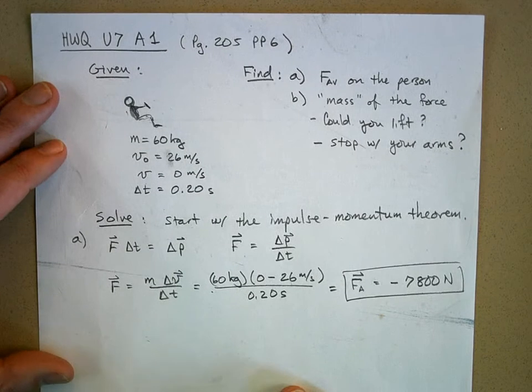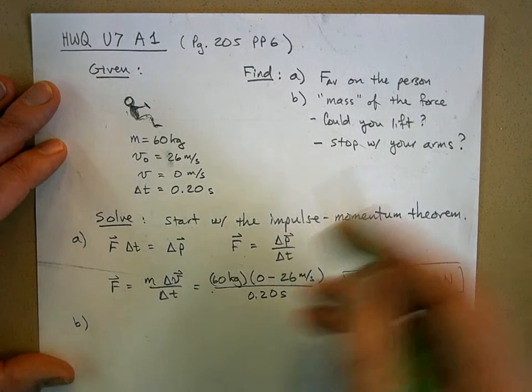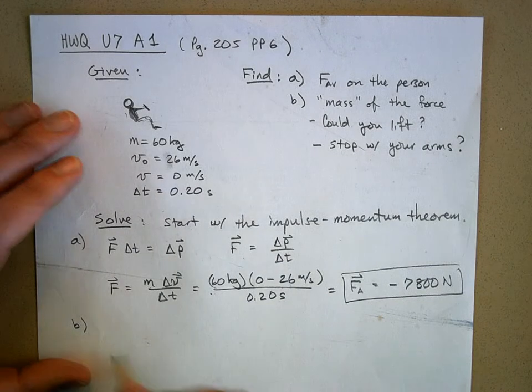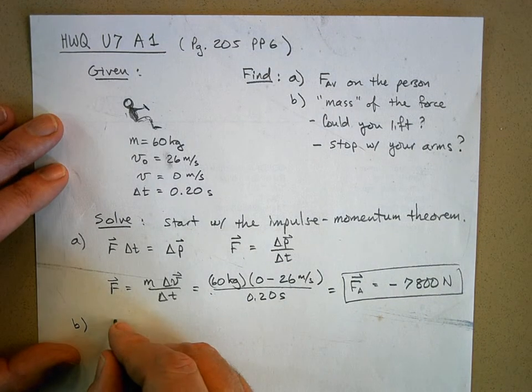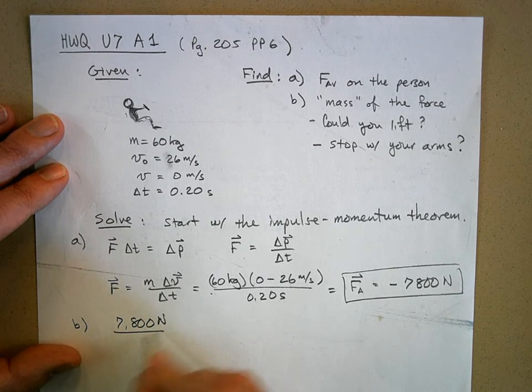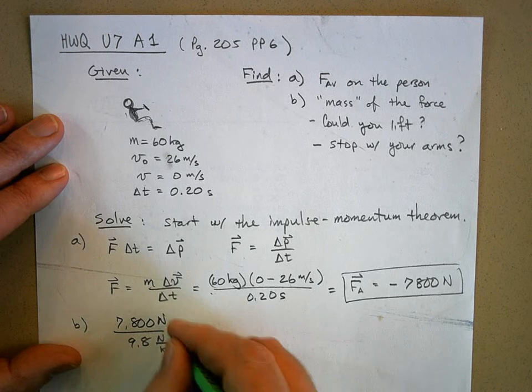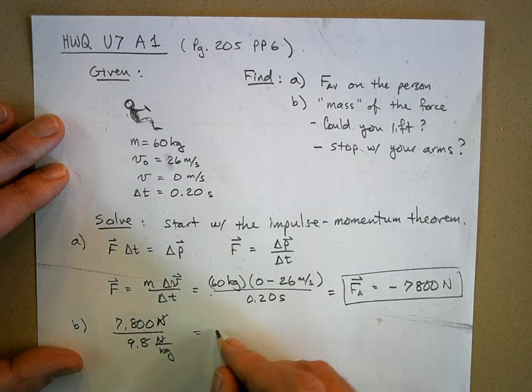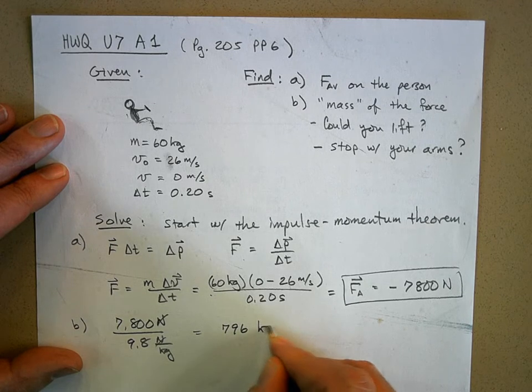Now for part B, what is that in mass? If this was the weight of something, how many kilograms would that be? So you can just take the magnitude of that, 7,800 newtons, and divide it by 9.8 newtons per kilogram. And that's going to be 796 kilograms.